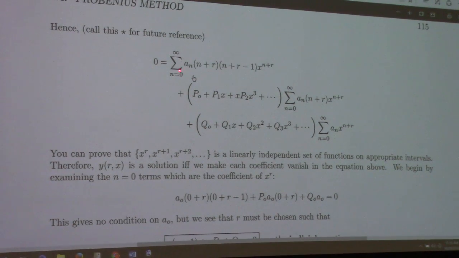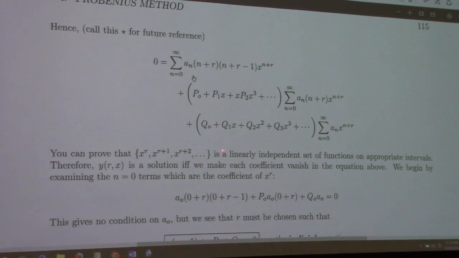So first of all, you look at here, and the point is that this x to the r plus 1, x to the r plus 2, this is a linearly independent set of functions on the appropriate interval. We're going to call the generic Frobenius solution y of r of x. So y of r of x is exactly this thing. All right, that's our proposal. This is the y of r of x right here, just that.